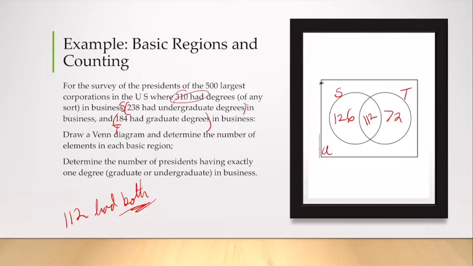All of this adds up to 310, but my universal set included 500 people. So I have to take 500 minus 310, and that's 190. So there's 190 people who did not have any sort of business degree. And that's how we would use our basic regions for counting.